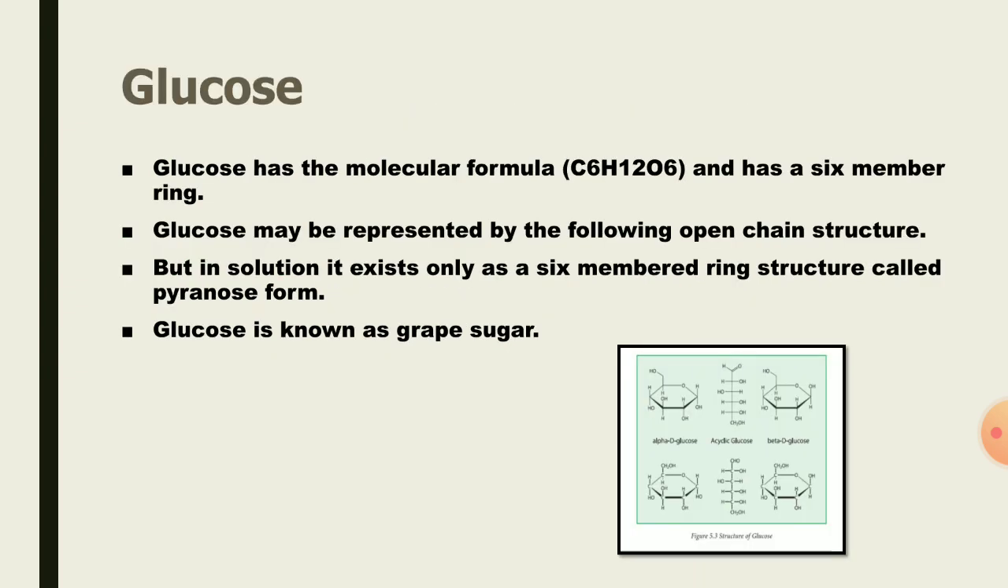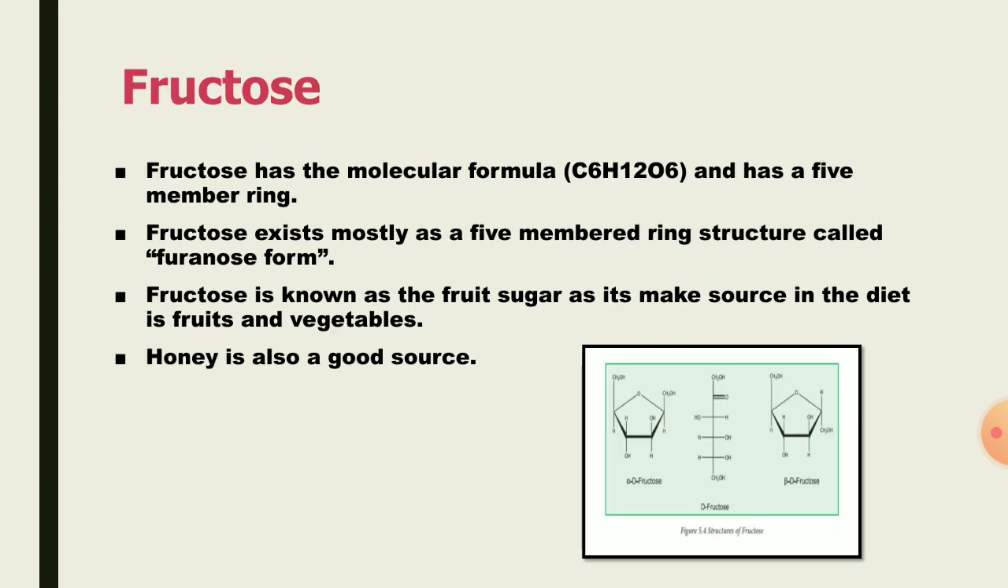Next one is glucose. Glucose has a molecular formula of C6H12O6 and has a 6-member ring. Glucose is represented by the open chain structure, but in solution it exists only in a 6-membered ring structure called the pyranose form. Glucose is known as grape sugar. Another one is fructose. Fructose has a molecular formula of C6H12O6. This is a 5-member ring. Fructose exists mostly in a 5-member ring structure called the furanose form. Fructose is also known as fruit sugar, and the main sugar in the diet comes from fruits and vegetables. Honey is also a good source of fructose.